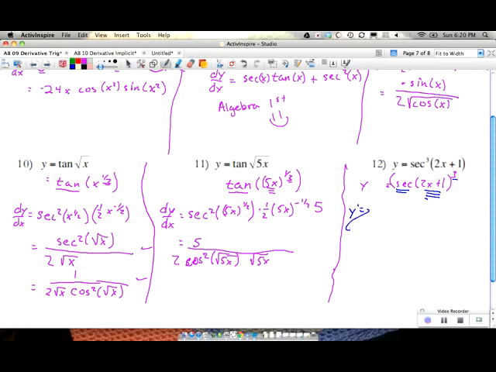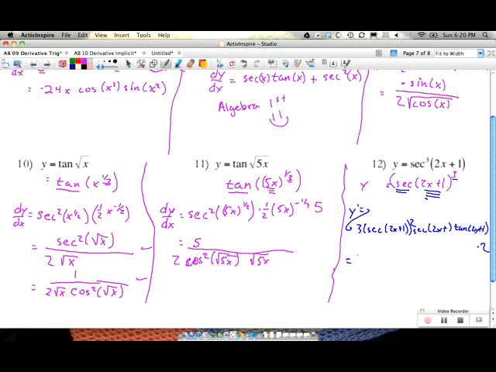Y prime equals. So first we have that 3 times secant 2x plus 1 quantity squared. Now we're going to have secant 2x plus 1 times tangent 2x plus 1 times the derivative of the last layer, which is 2. Whew, that's long. Let's simplify.